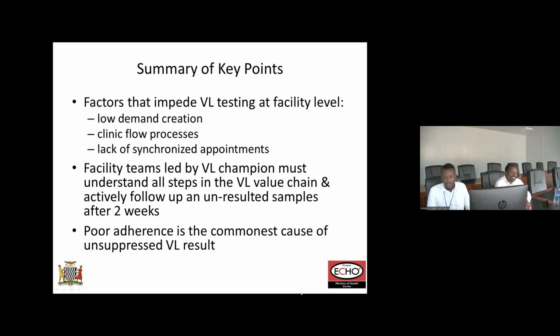Because what that does is the next time the client will come after 6 months, they will just be coming to collect medication. This viral load you have collected today will still be valid at 6 months. Then the second time they come, it will be at 12 months, and they will be due for a viral load. So what we have done is we have synchronized.